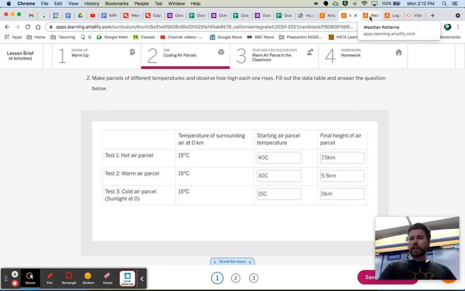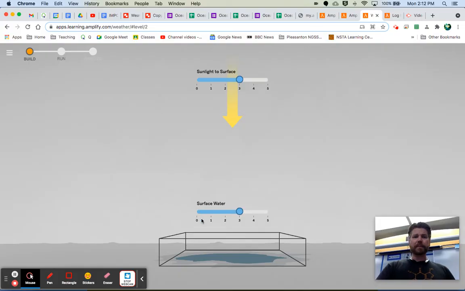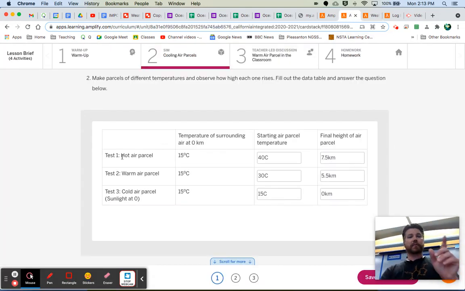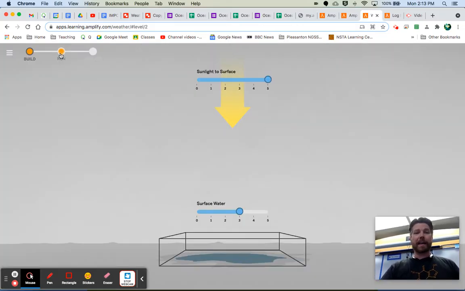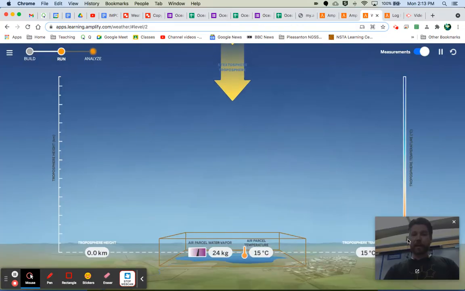And how do we change the temperature of these air parcels? There are only two things we can change here, and we're not looking at surface water. We're looking at sunlight to surface, because that affects the temperature of this air parcel indirectly, as we've said. So I'm going to crank this up all the way to 5, because this one is for my hot air parcel. Cranking it all the way up to 5, I'm going to hit run and see what happens.